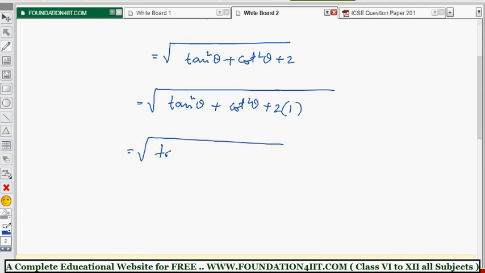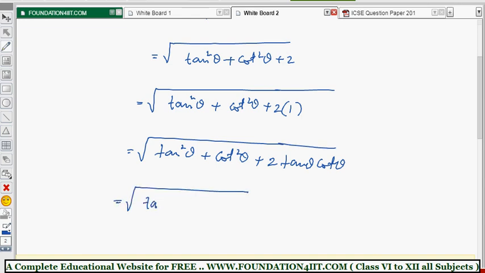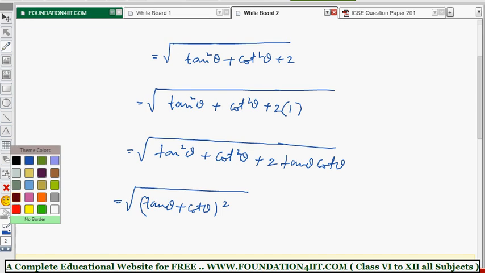Square root of tan square theta plus cot square theta plus 2 into tan theta into cot theta. Next we can write the a plus b whole square formula for this. That is tan theta plus cot theta whole square, because we need to remove the square and square root. That's why you should take this step.